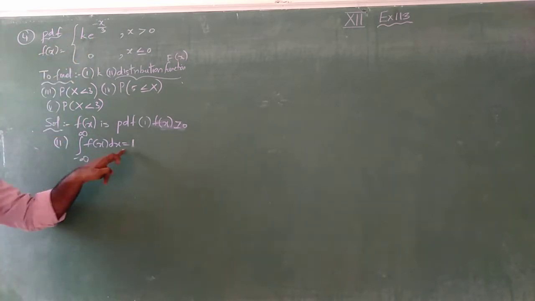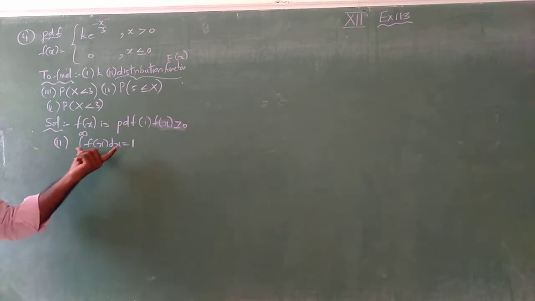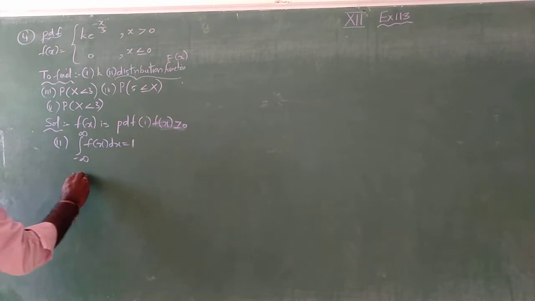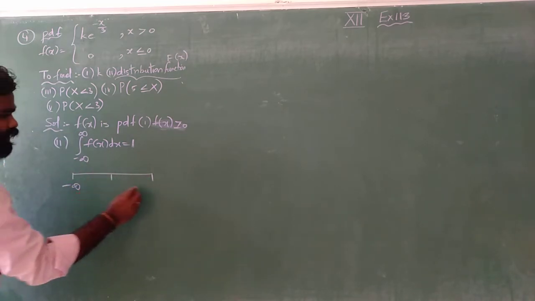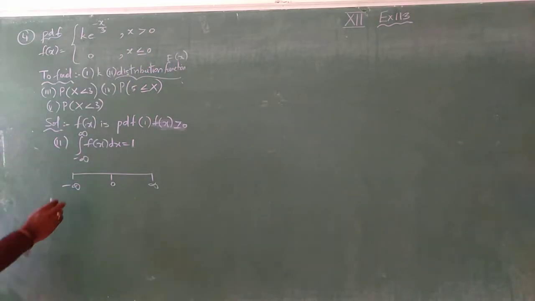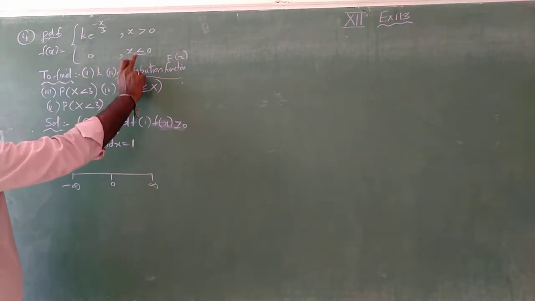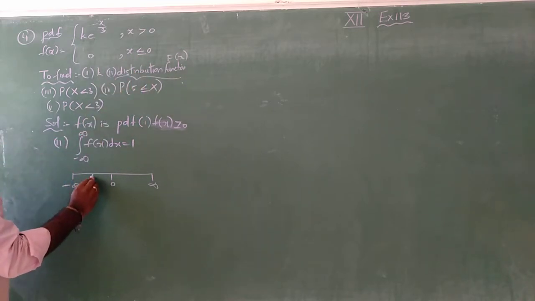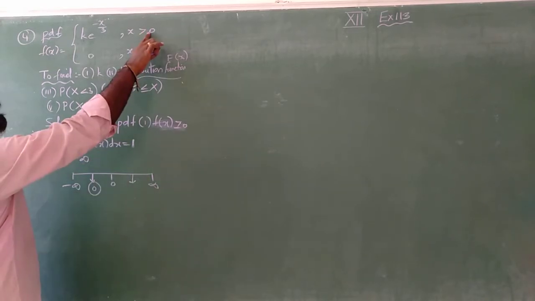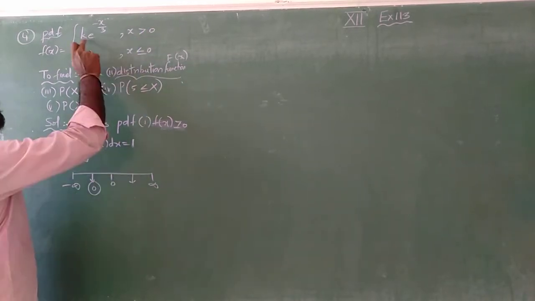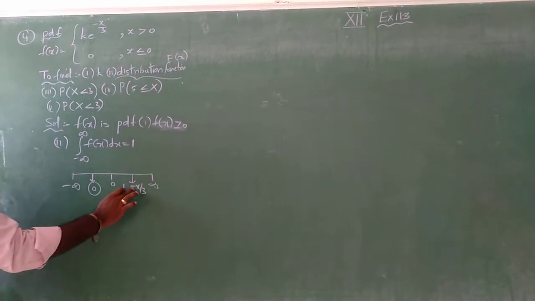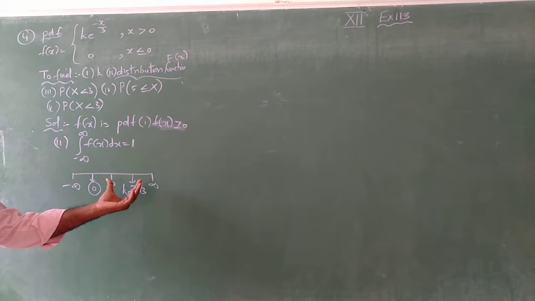Now I am going to find the value of k by applying the integral of f of x dx equal to 1 with limits minus infinity to plus infinity. There is only one interval boundary, nothing but 0. From minus infinity to 0, x is less than 0, so f of x will be 0 here. From 0 to infinity, x is greater than 0, so the function is k e power minus x by 3.